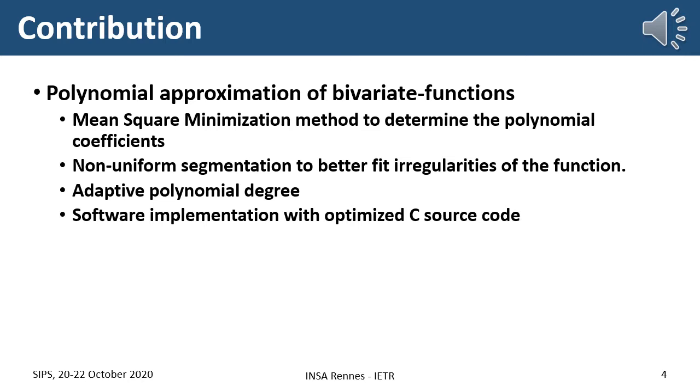The first element is the technique proposed to determine the polynomials used to approximate the desired function f and to decompose the initial set into subsets in order to satisfy the maximal approximation error criterion. The second element is an optimized C source code which implements this approximation technique targeting real-time embedded systems.